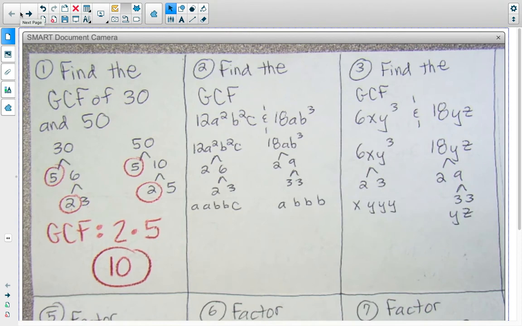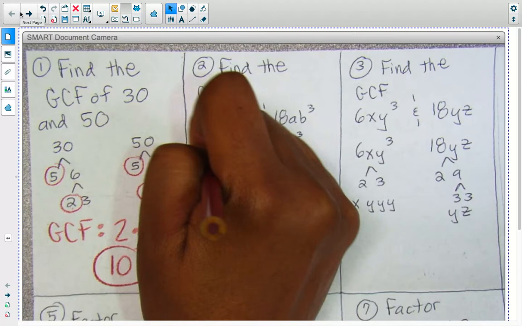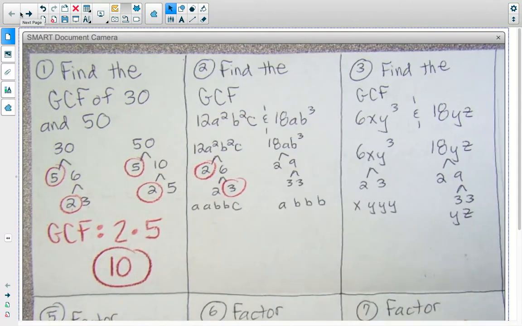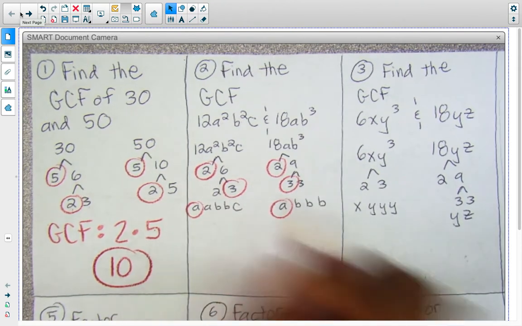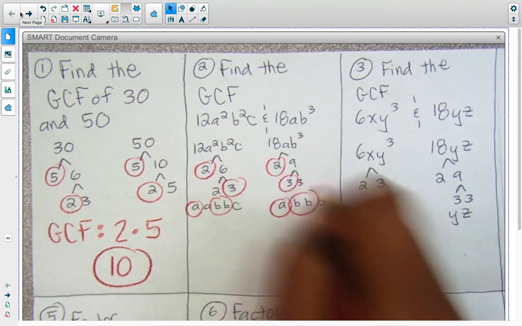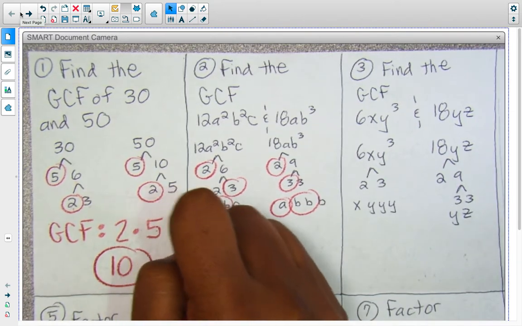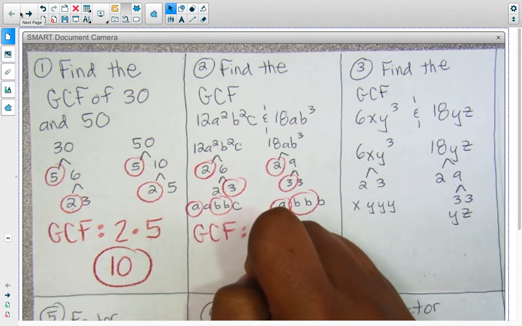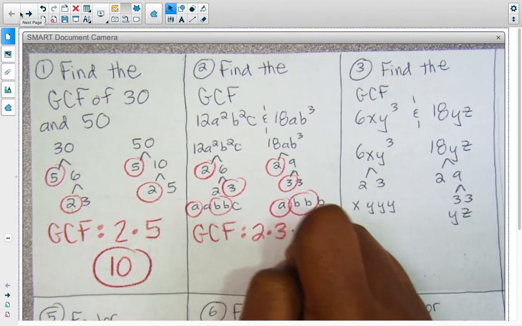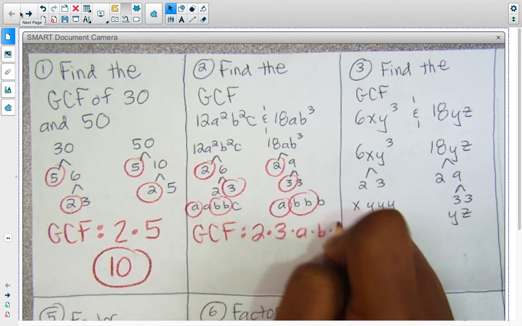We're going to go through and circle any numbers or variables that they share. I see a 2 and a 3. I see a 2 and a 3. Variables, got an A, and 2 B's. So their greatest common factor is a 2, a 3, a, and 2 B's.